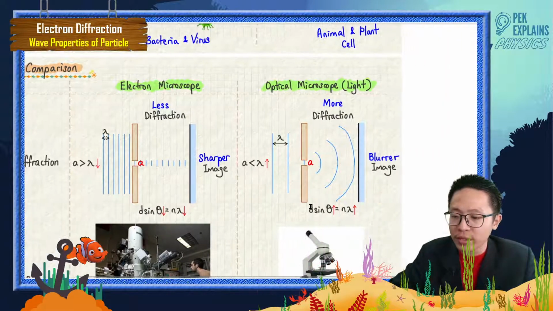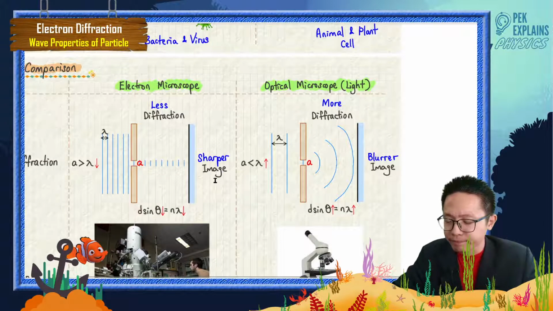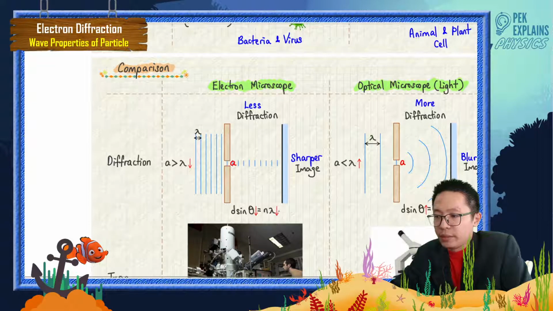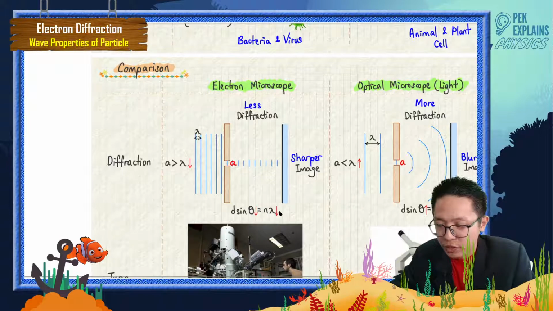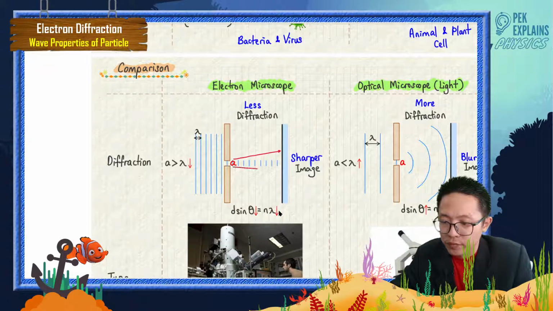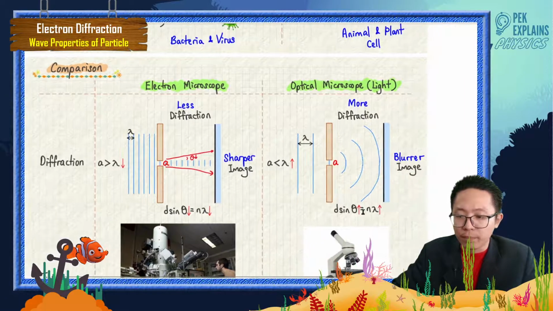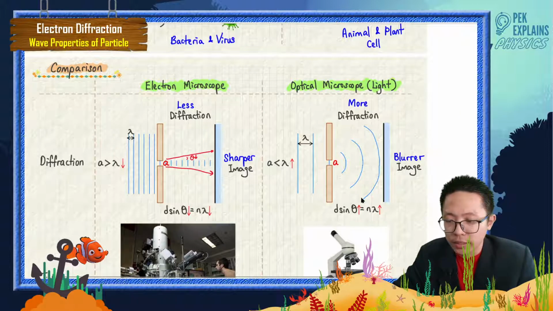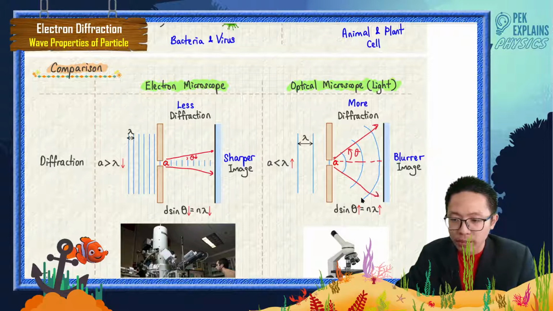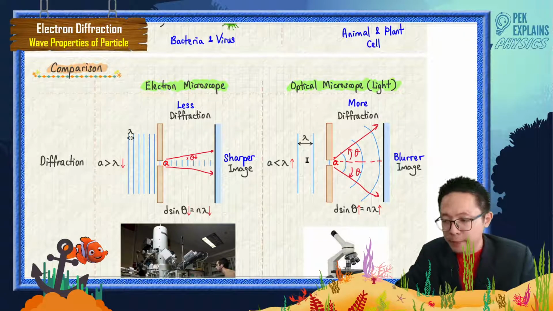But if your wavelength is too big, it's just like d sin theta equals n lambda. If you have a small wavelength, the theta is very small, so you get a sharp image. But if you have a big wavelength, you get a big theta, and below also you get a big theta. So you get a blur image, because there is a lot of diffraction.